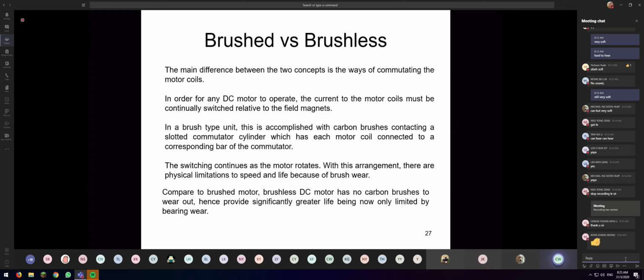So when you turn it on, it gets very noisy. You can hear a very sharp noise coming out from the DC motor. And also in the long run, there will be a wear and tear issue. That means you need to have regular maintenance on your brush DC motor.